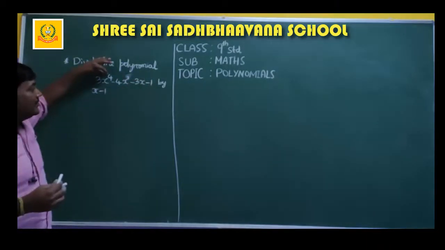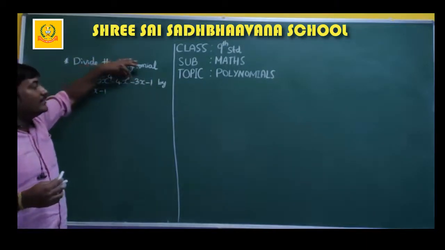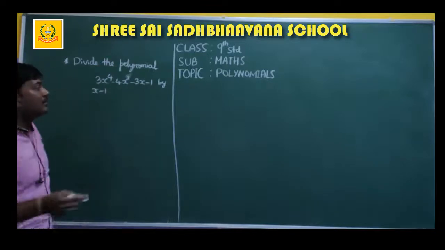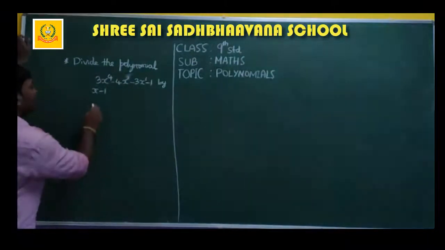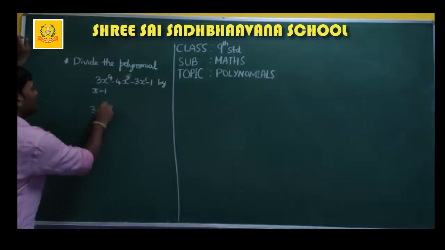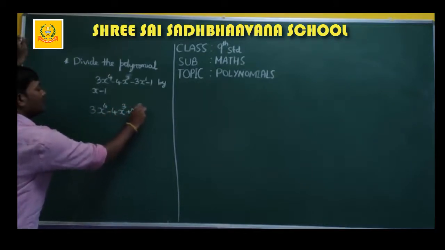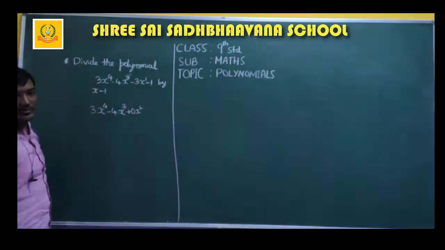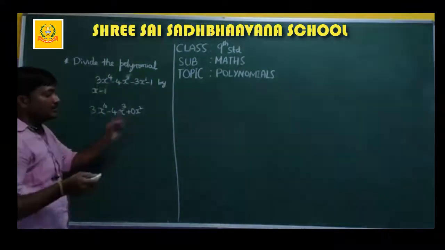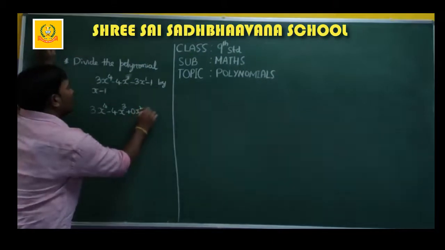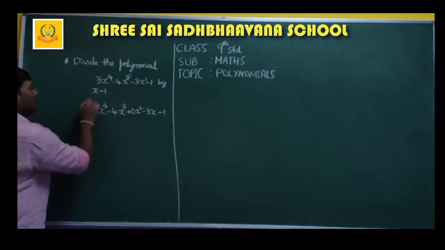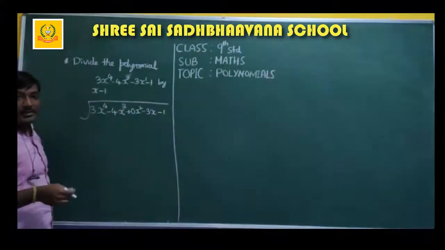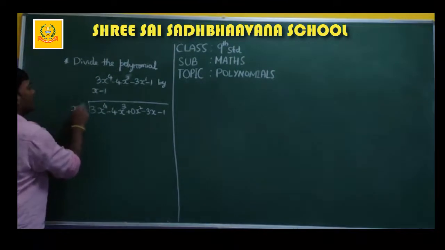It means here the powers of x are not in decreasing order because one term of x is missing there. Have you observed it? 3x power 4 minus 4x cube plus, whichever is missing, I just add it as 0x square. Whichever term is missing, you add it as 0 into x square, because any term into 0 is 0 itself. So just multiply with 0. So what you get? X minus 1.